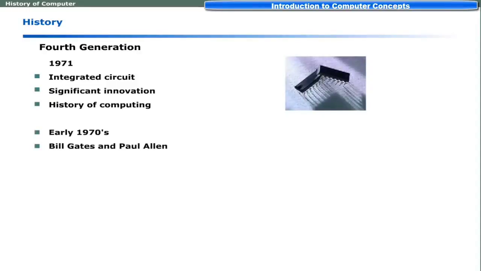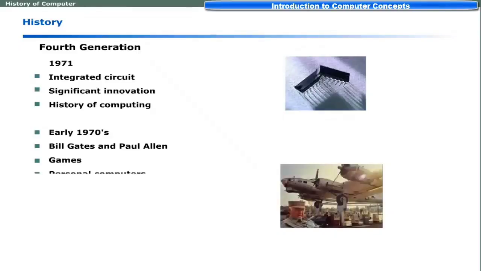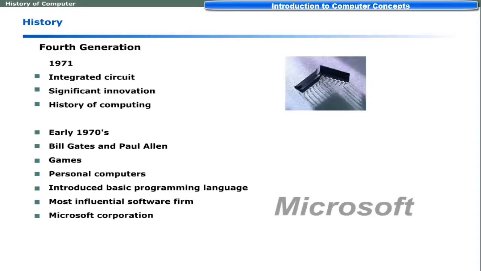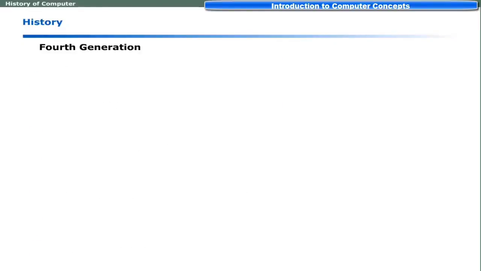During early 70s, Bill Gates and Paul Allen were busy in developing games for personal computers and introduced a BASIC programming language. They formed today's most influential software firm, Microsoft Corporation. It revolutionized the idea of personal computing with the introduction of Microsoft Disk Operating System.